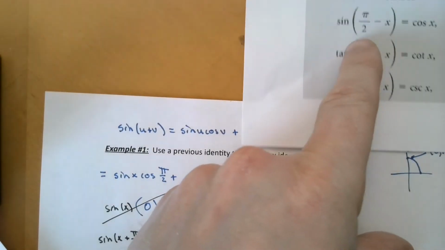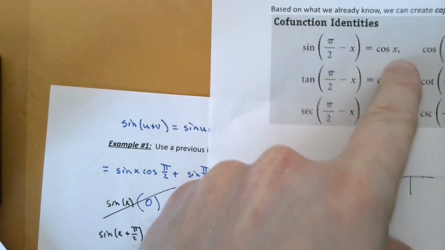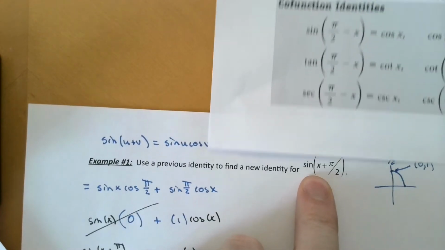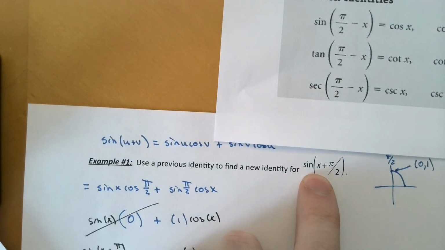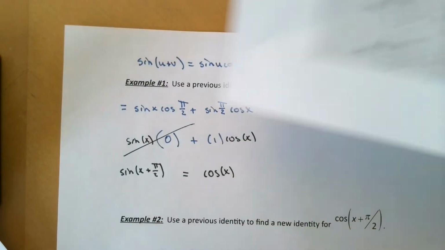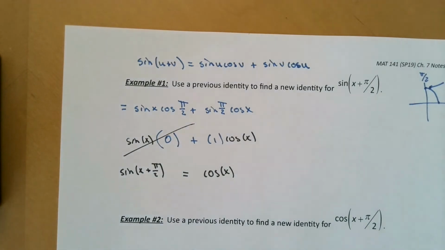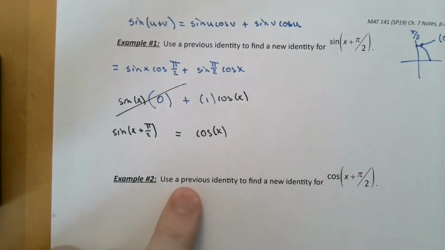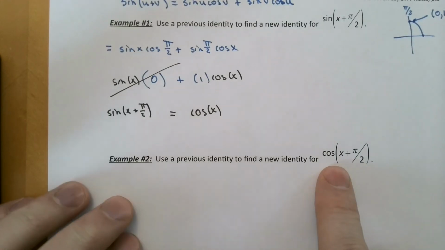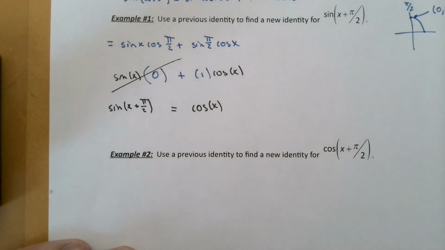So here we had sine of pi halves minus x equals cosine, and now we're showing that sine of x plus pi halves is also equal to cosine. Wild. All right, let's do another one. So we're using a previous identity. What we mean is a sum identity. I will write that right here.